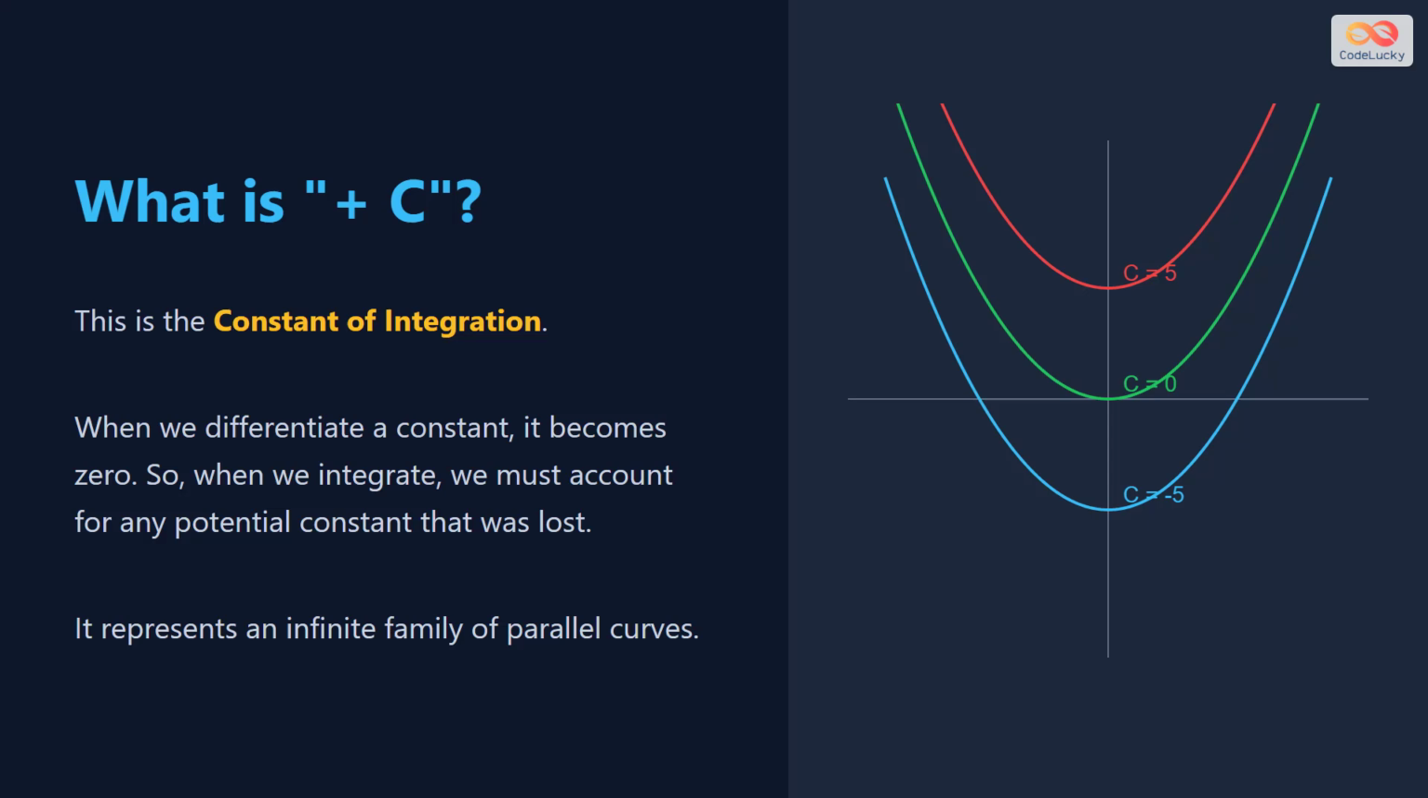You might be wondering what this plus c is all about. This is called the constant of integration. When we take a derivative, any constant number becomes 0. So, when we integrate backwards, we don't know if there was originally a constant like 5 or -5 or 0. The plus c accounts for all these possibilities, representing an infinite family of parallel curves.